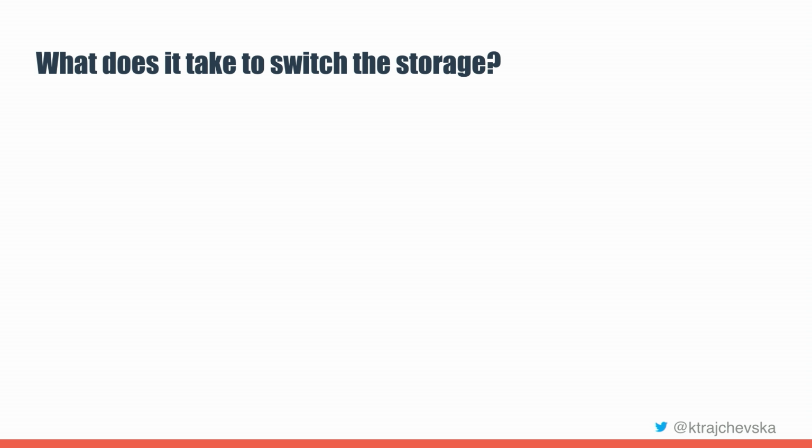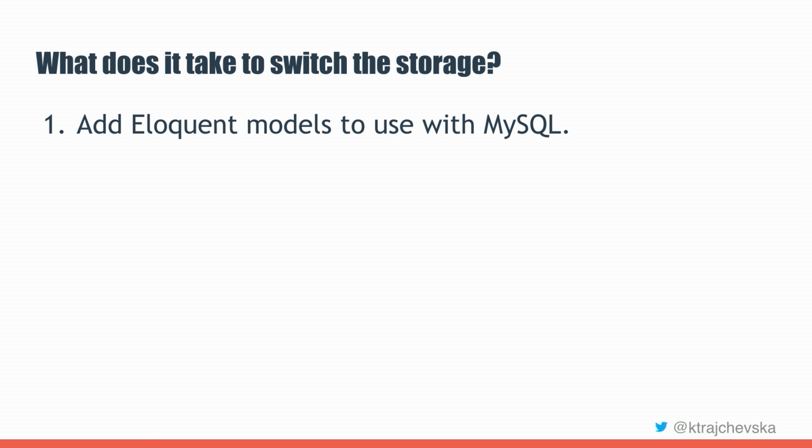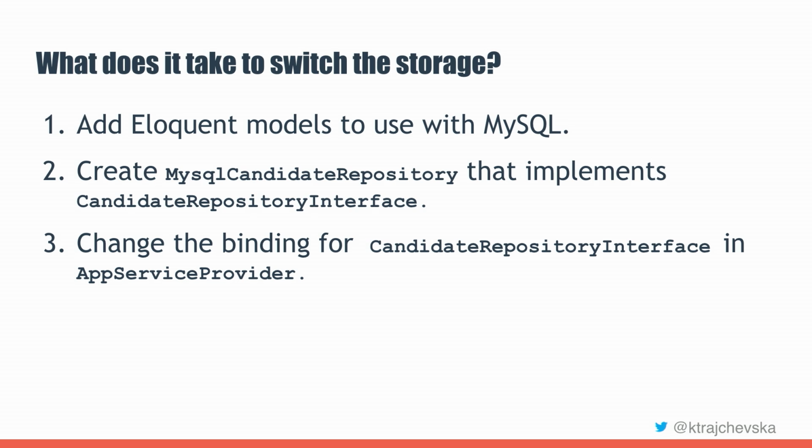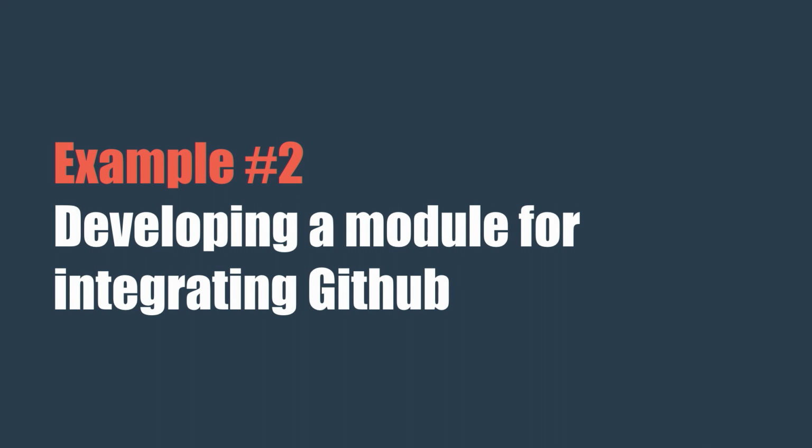So again, to recap, what did it take to switch the storage this time from the CRM API to the local database? The first one, as previously, is adding the eloquent models. The second step was creating the database candidate repository that implemented the repository interface we previously defined. So basically, this helps us know that we have something that handles everything in the background for us. The third step is to change the binding for this interface inside the app service provider. So that saves us a lot of time.